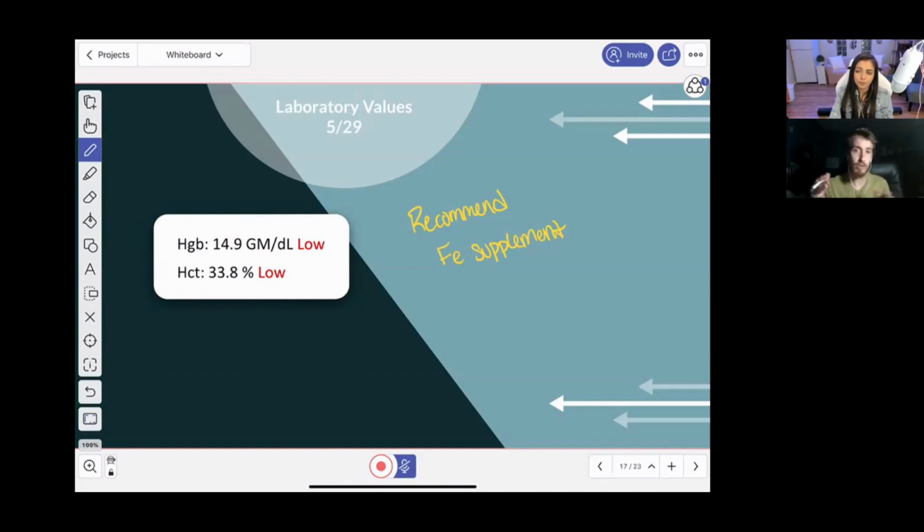They needed between 2 to 3. So we don't want to add too much, just a little bit more, just to help to increase this hemoglobin and hematocrit levels to the appropriate levels. Right, normalize it.